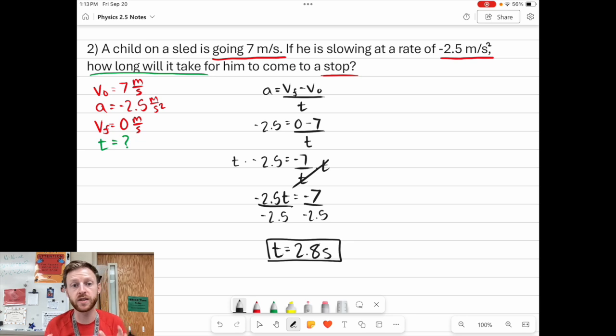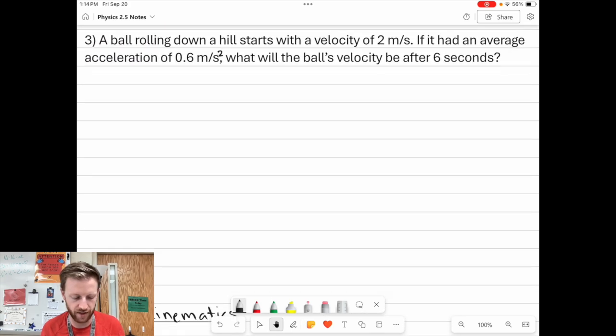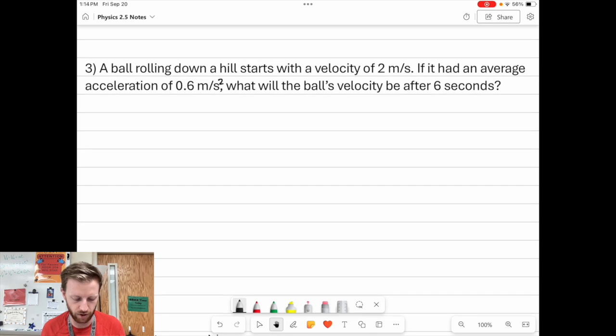Well, there you go. So notice we used our acceleration equation. We just solved for a different value, which on your worksheet here in a second, you're going to have to rearrange everything into different values, which is just asking you to do this. So let's do our last problem. This one we're going to rearrange first and then solve, substitute and solve. So let's go ahead and look at number 3.